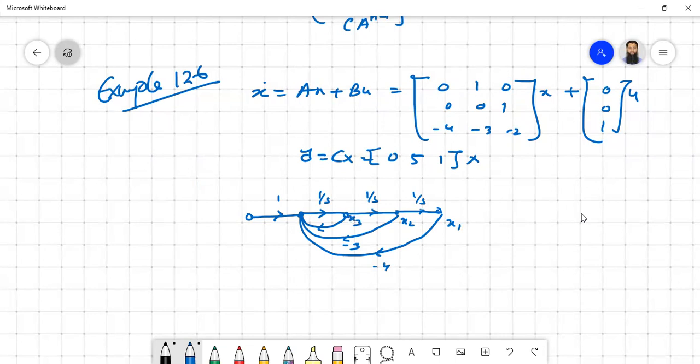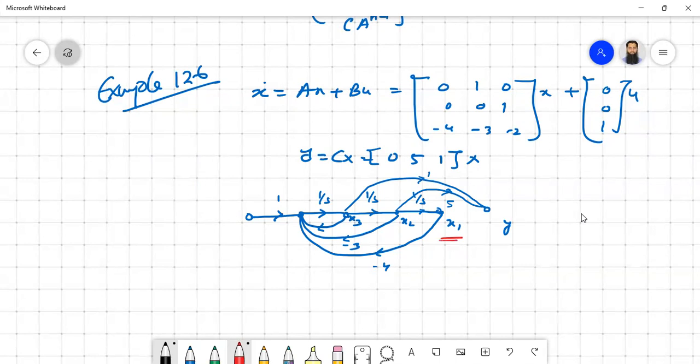Now look at the output. Output Y is not related to the X1. Rather it is 5 X2 and X3, so 5 and 1. So as you can see, X1 is not related to Y. So the idea that we get from here by inspection is that the state X1 is not observable.